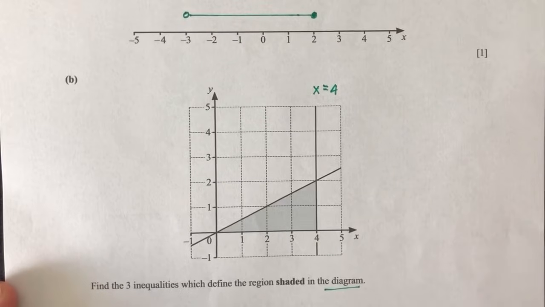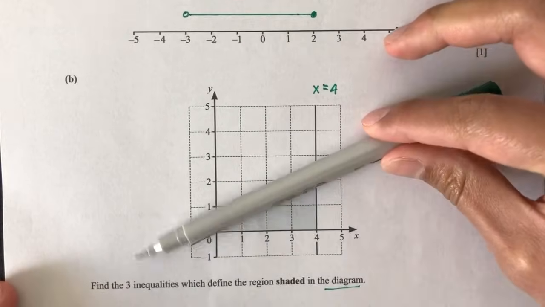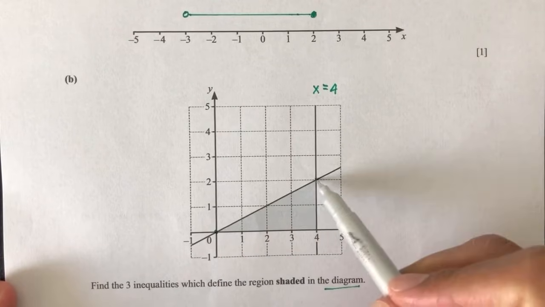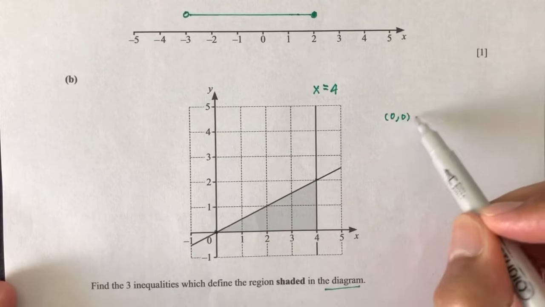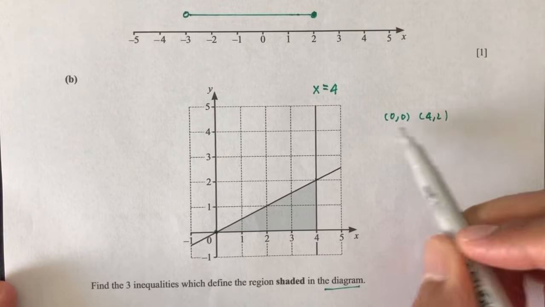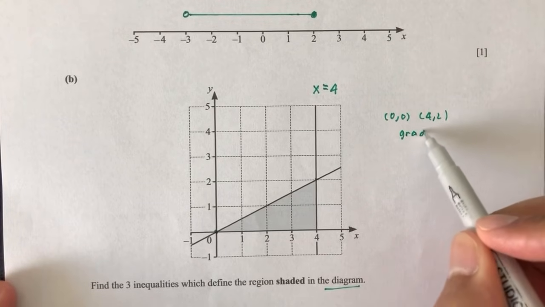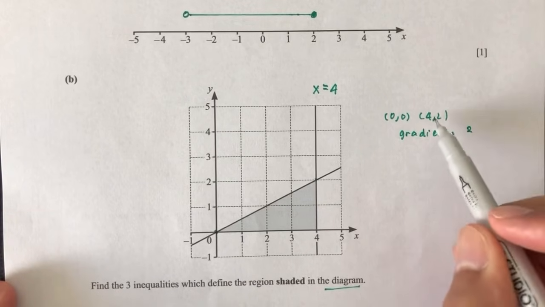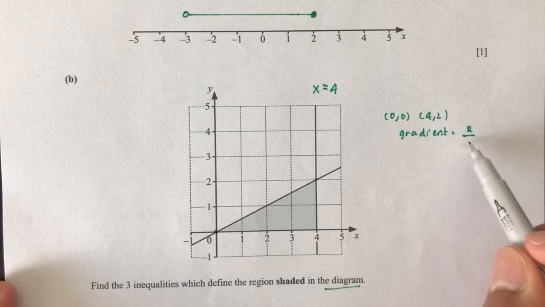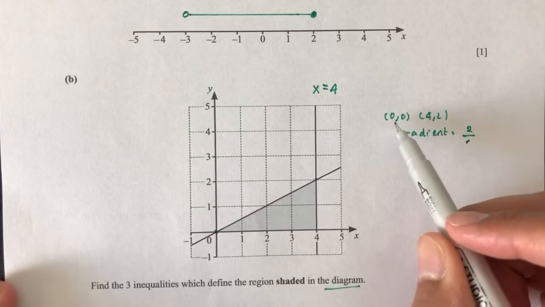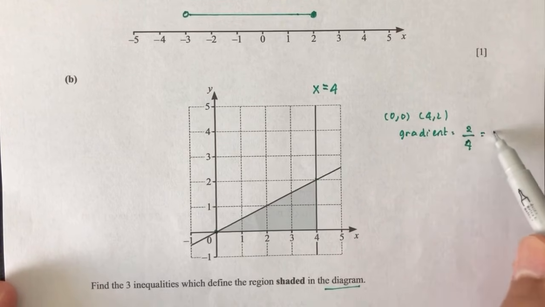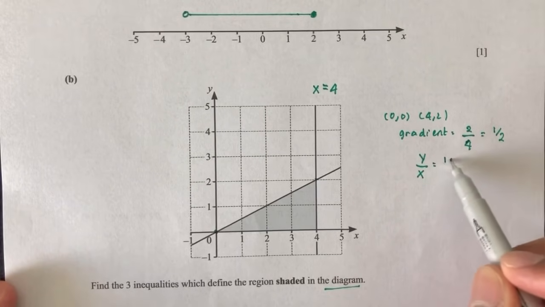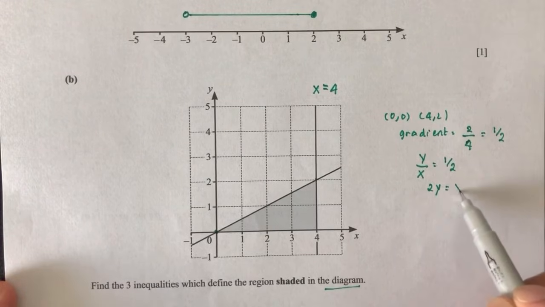And the next one, let's find the equation of this line, this one. So we have to find 2 points, so point 0, 0 and point 4, 2. So 0, 0 and 4, 2. What is the gradient? So we use the formula, which is y2 minus y1, which is 2, over x2 minus x1, that will be 4, becomes half. So the equation will be y equal to half x, so 2y equal to x.